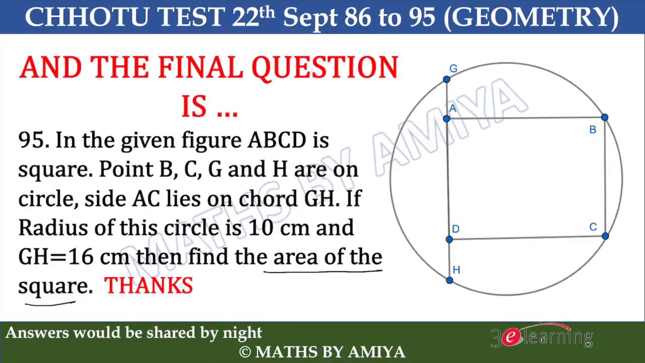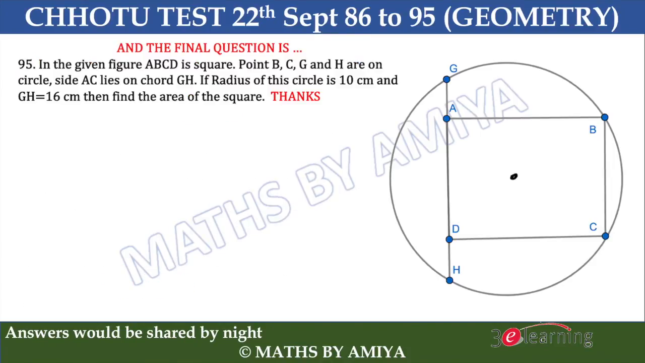Okay. We need to find the area of the square. So let's solve this question. We know if we have a circle with center, with GH as 16 units. So our GH is nothing but 16 units.